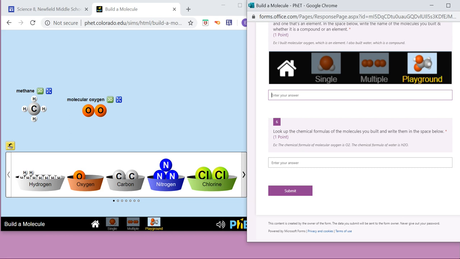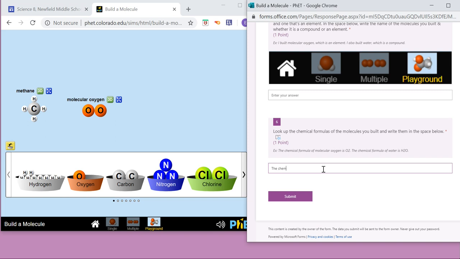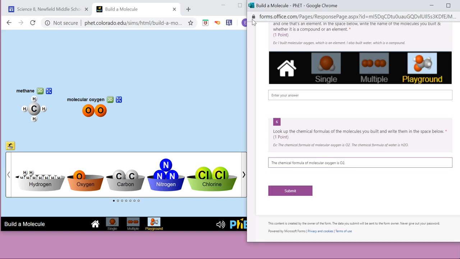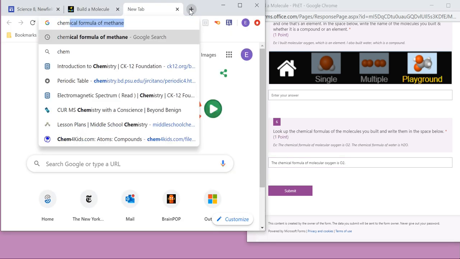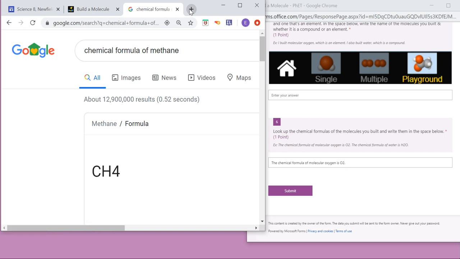For question 6, look up the chemical formulas of the molecules you built and write them in the answer space. For elements, you can figure out the chemical formula without looking it up. For example, molecular oxygen is simply O2. For compounds, you have to look it up. The chemical formula of methane is CH4, 1 atom of carbon and 4 atoms of hydrogen. It's incorrect to write H4C.